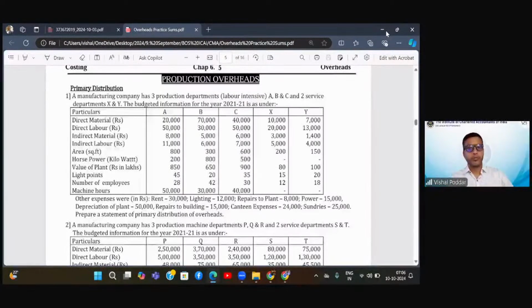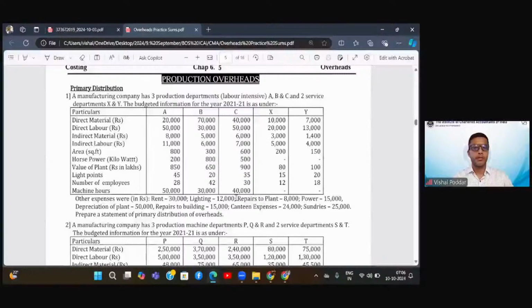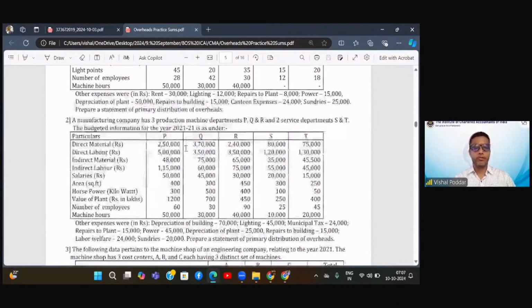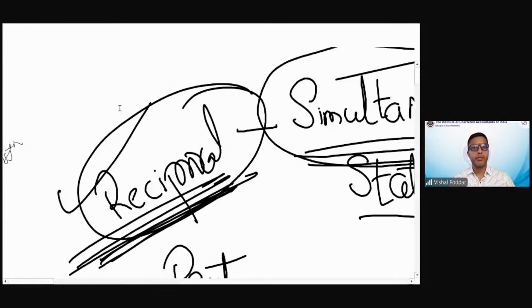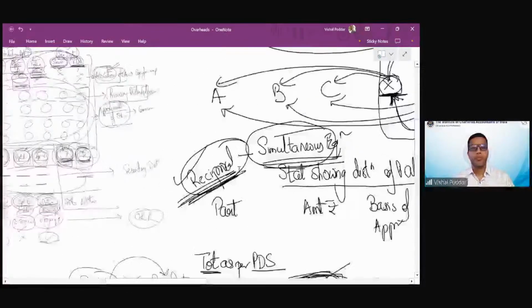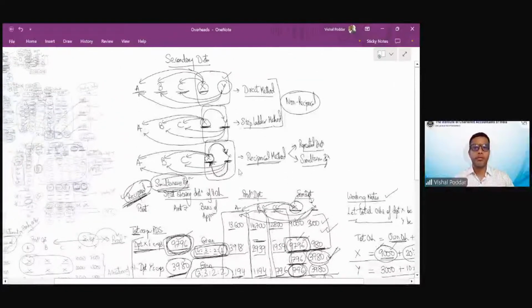Yes, students. In the previous lecture, we studied the concept of primary distribution, secondary distribution. I explained you the different types of methods in secondary distribution. Let me just summarize whatever we did. So, for secondary distribution broadly, there are four methods divided into three categories. So first is the direct method.